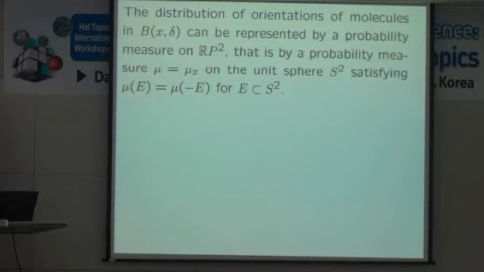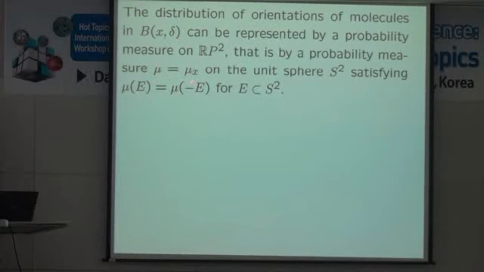Okay, now the distribution of orientations of the molecules in this little ball can be represented by some probability measure on RP2. That's a measure, if you like. Another way of thinking about that is a measure. So this measure depends on the point X, but I'm going to, for a few slides, forget about its dependence on the point X, just imagining that the point X is fixed.